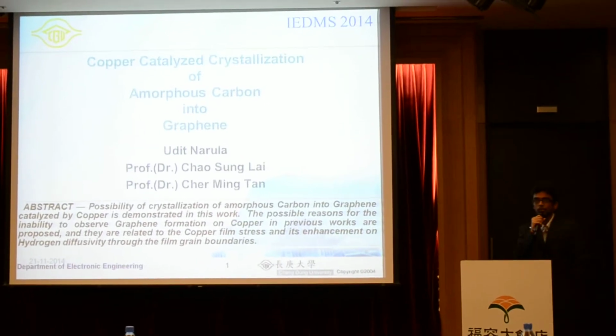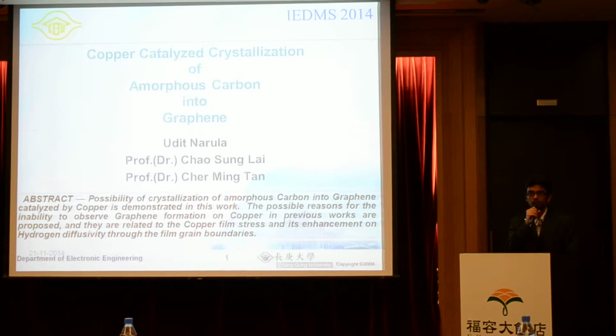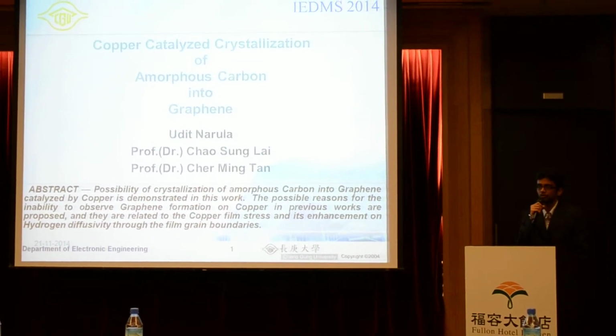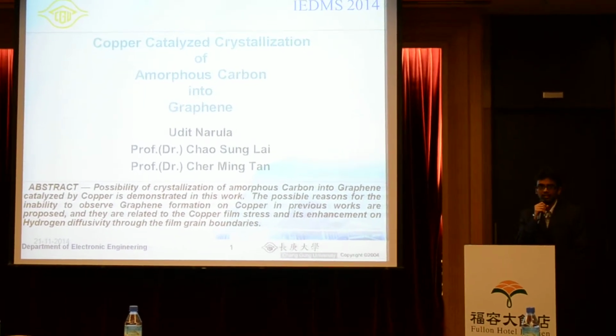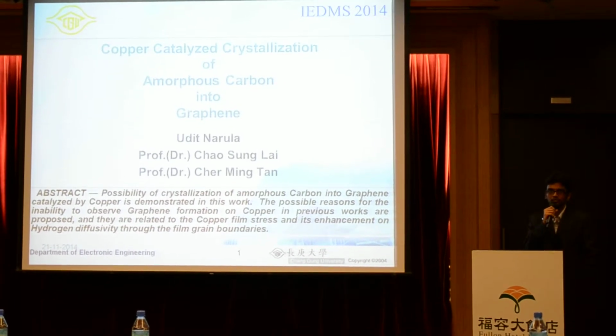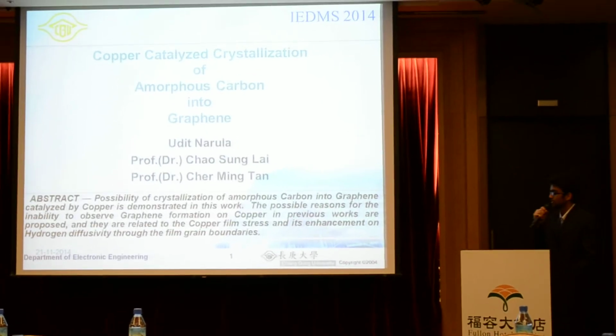The title of my paper is Copper Catalyzed Crystallization of Amorphous Carbon into Graphene. Graphene is one thing which is very important for scientists nowadays because it's a very important 2D material, and a lot of research has been done in the field of graphene, and in future many people will come up with more research work, I suppose.